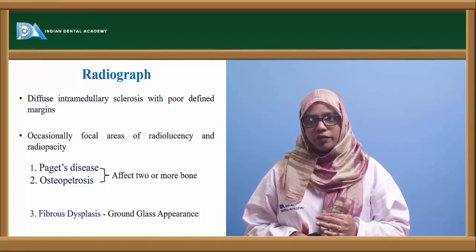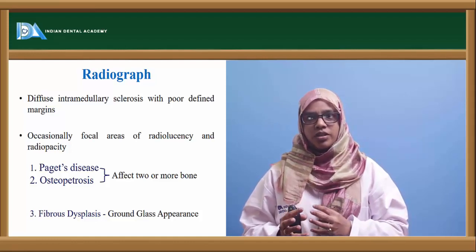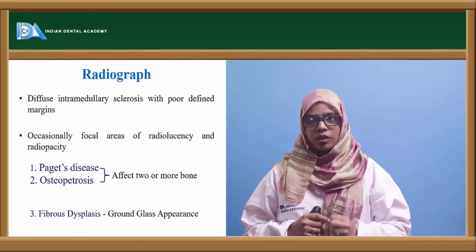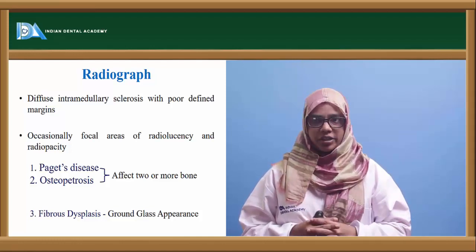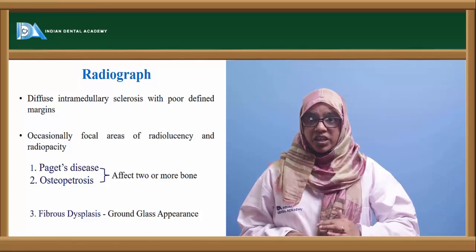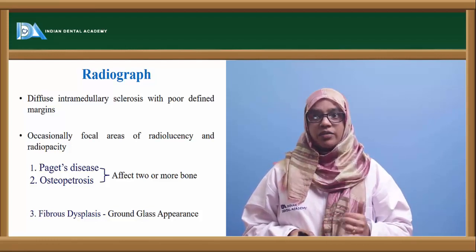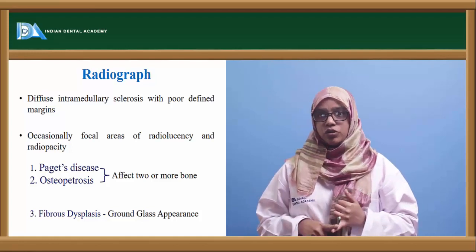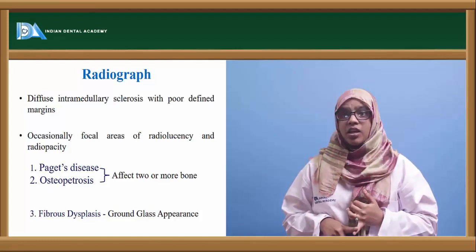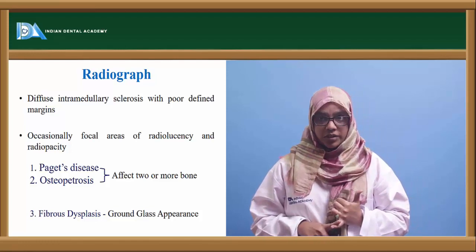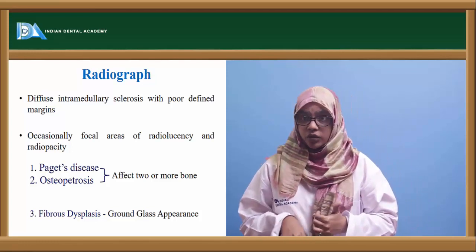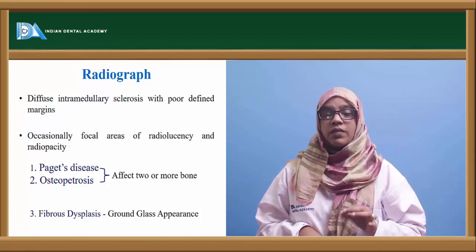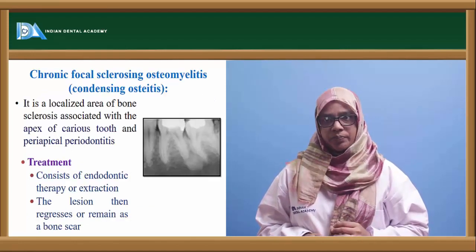Now, on the radiograph, you will see a mixed radiolucent and radiopaque lesion because of diffuse intramedullary sclerosis of poorly defined margin. Now, it may mimic Paget's disease or osteoporosis and fibrous dysplasia. But you need to keep in mind that in case of osteoporosis and Paget's disease, other bones are also affected. But in case of diffuse osteomyelitis, only one bone is affected, and in fibrous dysplasia, you will have a typical ground glass appearance.